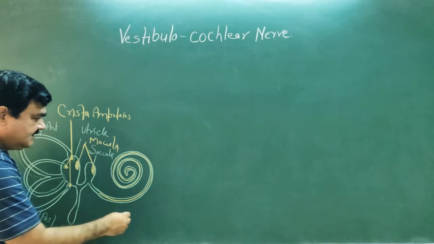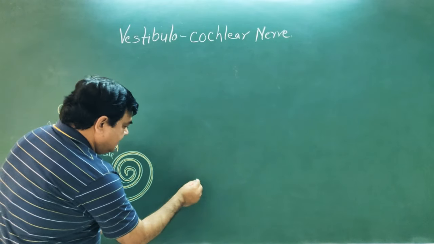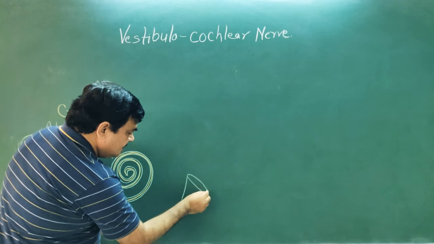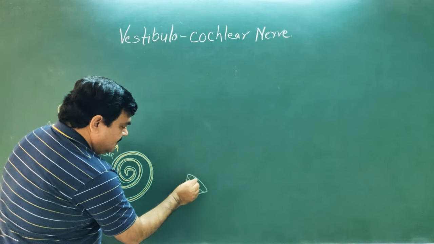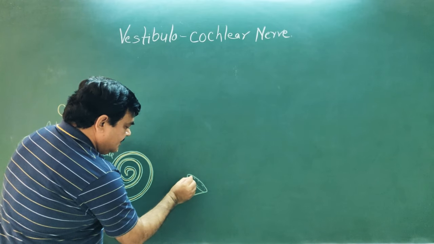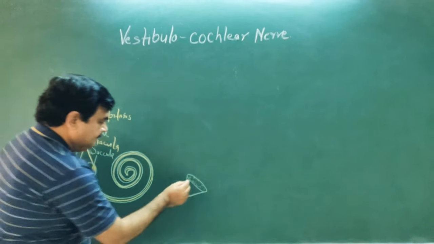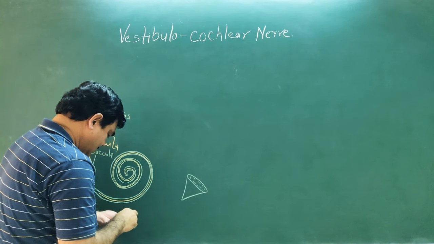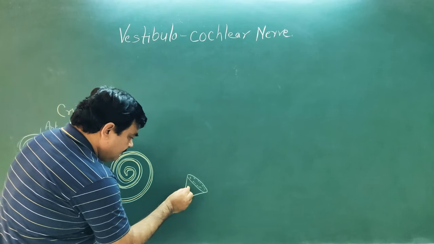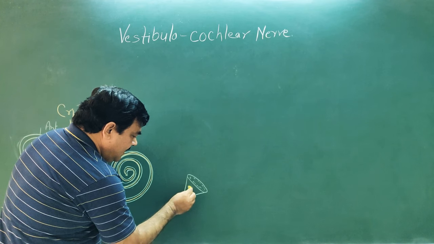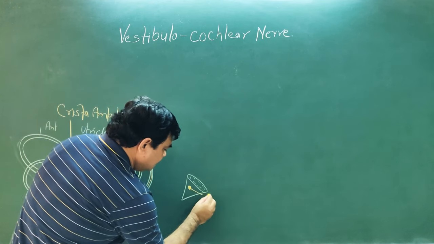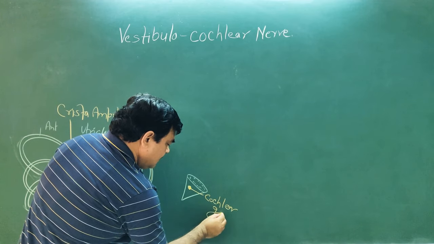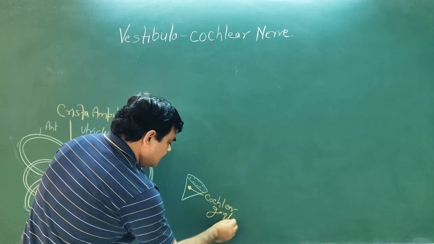If you cut a section of this, you can see here the cone-like modiolus. In the modiolus, the foramen is present. And here is the position of the cochlear ganglion.